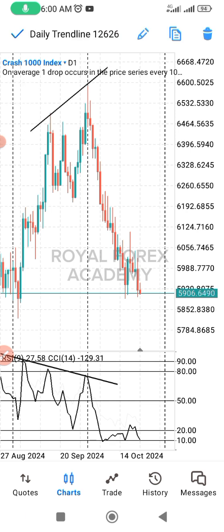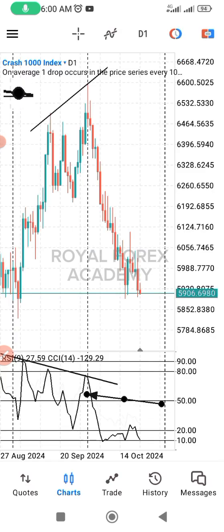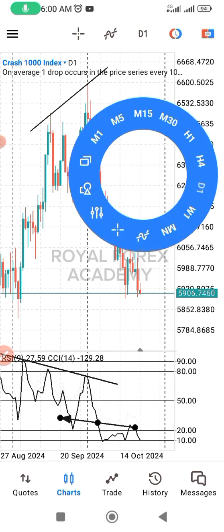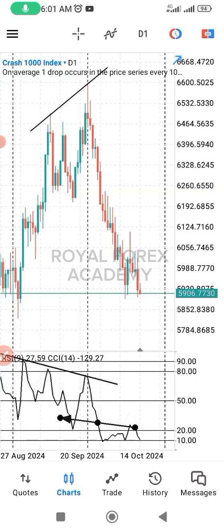Now look at what we are having on our indicator window. On our indicator window, the reverse is the case. You can see here it's giving us a lower high, and a lower high. But when we look at our indicator window, what are we having?